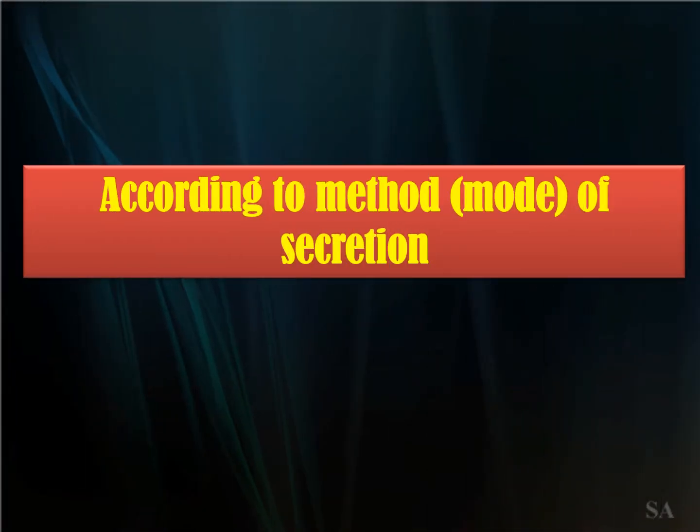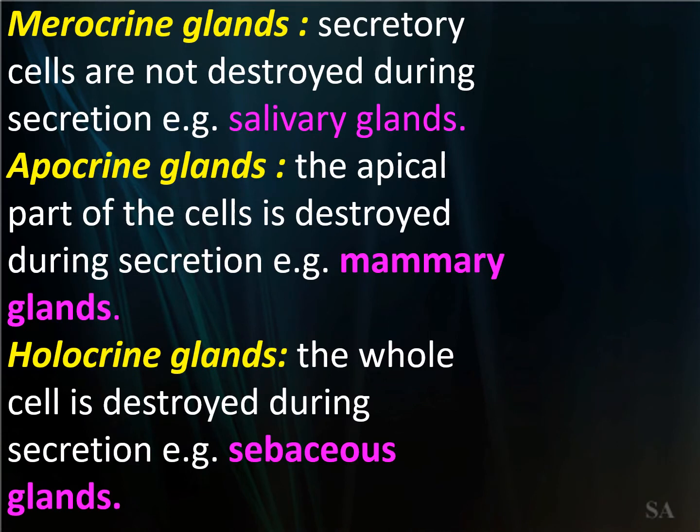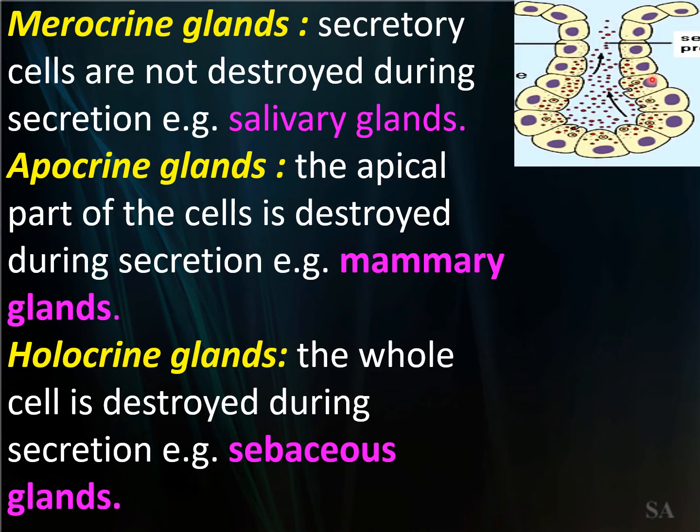Then we will classify the glands according to the method or mode of secretion. What is meant by method or mode of secretion? This is what will happen to the cells during secretion. If the cells are not destroyed during secretion, we call it a merocrine gland. These cells are not destroyed. They give their secretion by exocytosis.